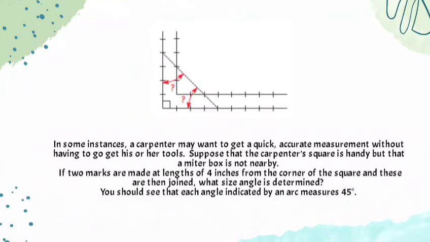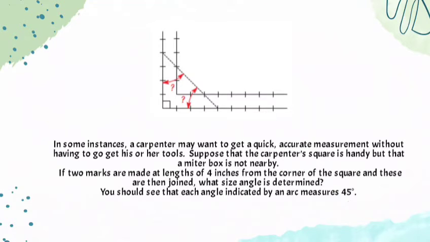In some instances, a carpenter may want to get a quick, accurate measurement without having to go get his or her tools. Suppose that the carpenter's square shown in Figure 3.33 is handy but that a miter box is not nearby. If two marks are made at a length of 4 inches from the corner of the square and these are then joined, what size angle is determined? You should see that each angle indicated by an edge measures 45 degrees.